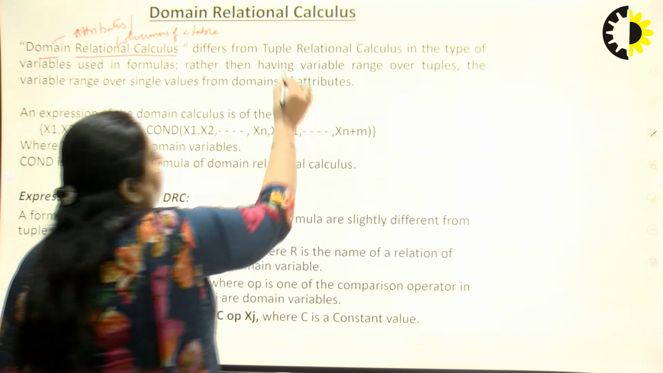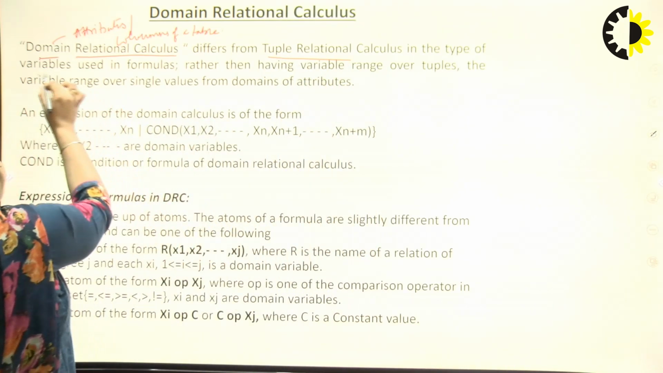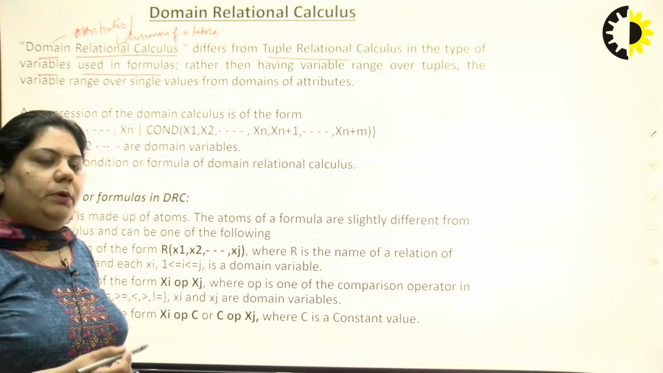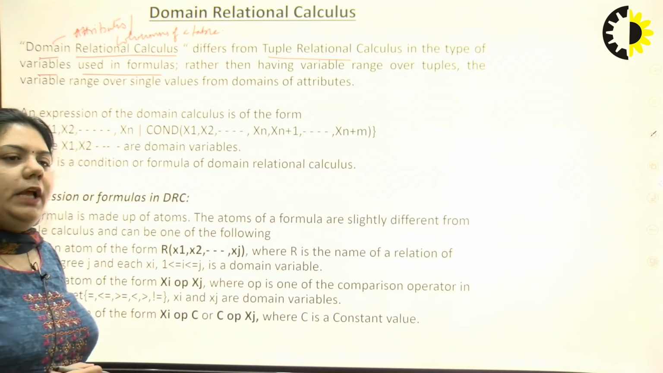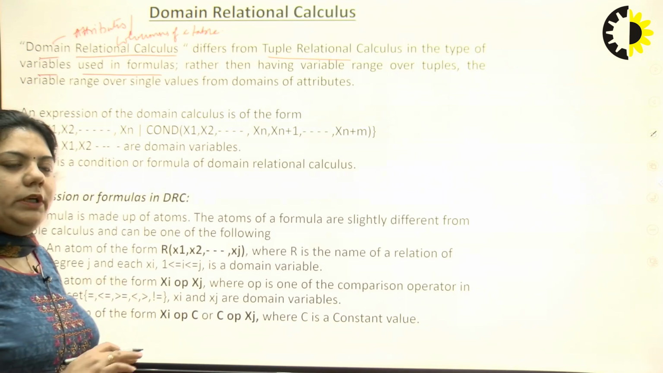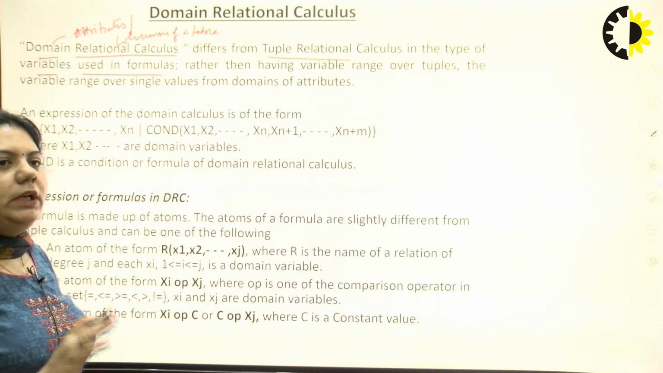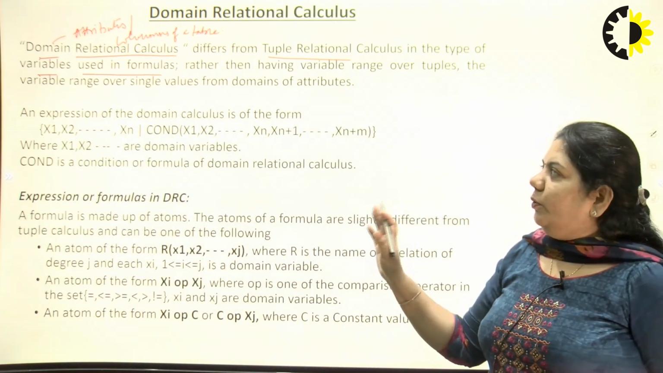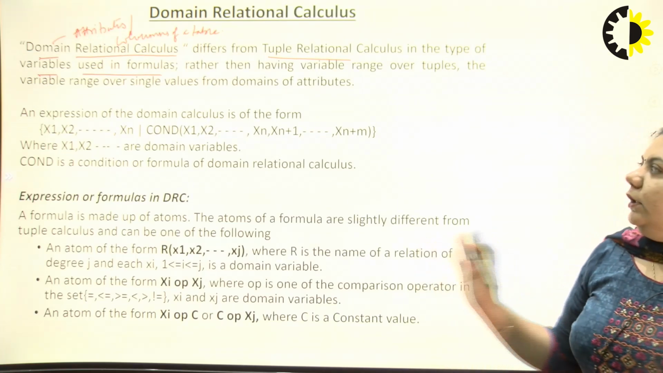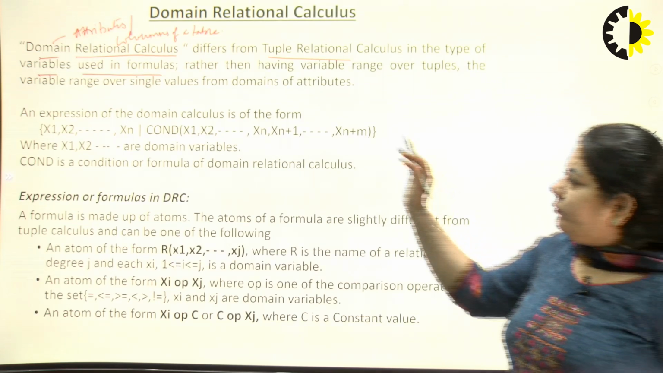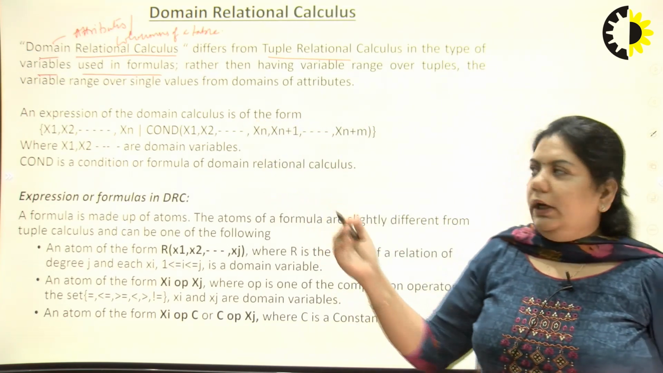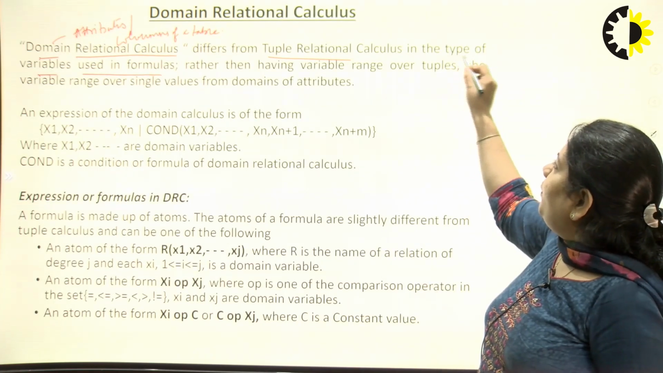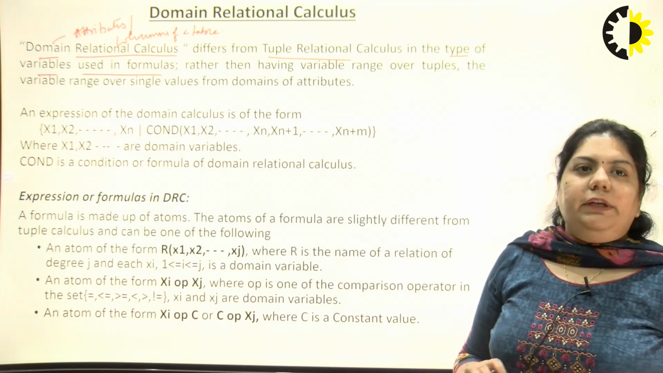It differs from tuple relational calculus in the type of variables used in the formulas. In tuple relational calculus, we fetched the rows of a table, but in domain relational calculus, we will fetch the column of a table. So the main difference between tuple relational calculus and domain relational calculus is that in tuple we talk about the rows, and in domain relational calculus we talk about the attributes or columns. When we fetch the rows, the formula will be different. When we fetch the column, the formula will be different. Here the type of variable we declare in the formula will differ.